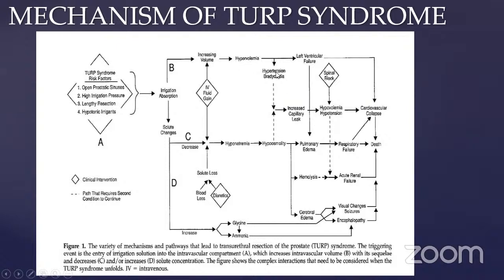This hypervolemia may lead to hypertension and bradycardia. Along with this volume increase, solute changes also occur due to increased absorption of the irrigation fluid. The solute changes cause hyponatremia. The solute concentration of sodium decreases, causing hyponatremia, which leads to hypoosmolality. This hypoosmolality leads to hemolysis, pulmonary edema, and also cerebral edema. This pulmonary edema leads to respiratory failure and cardiovascular collapse.